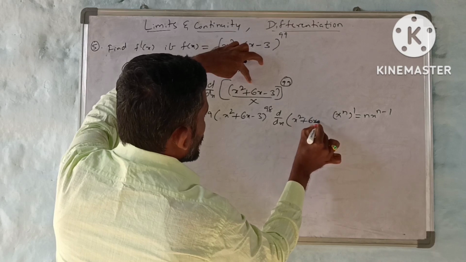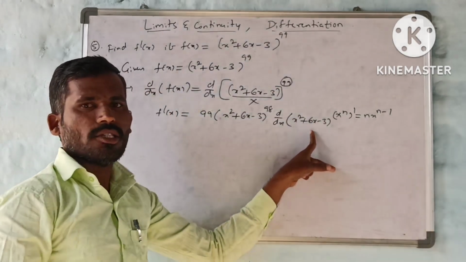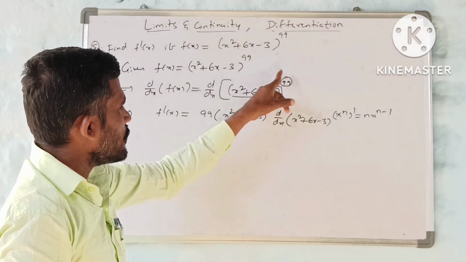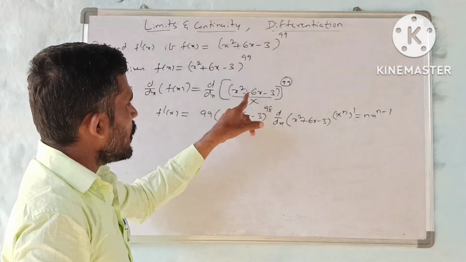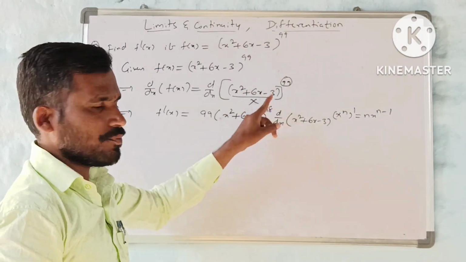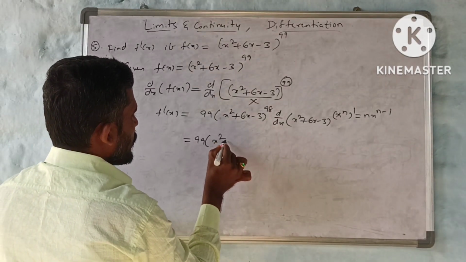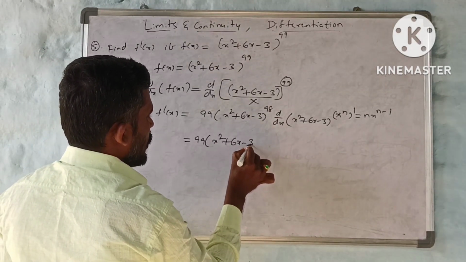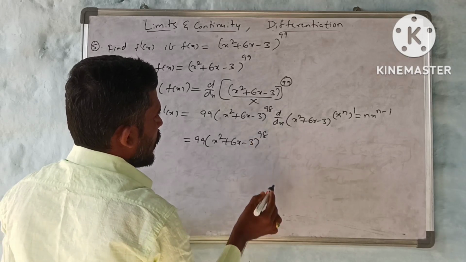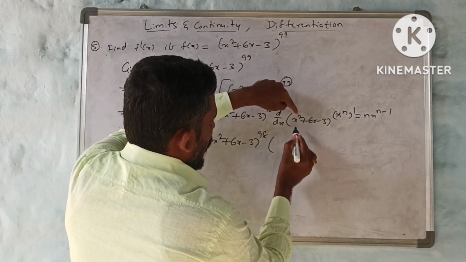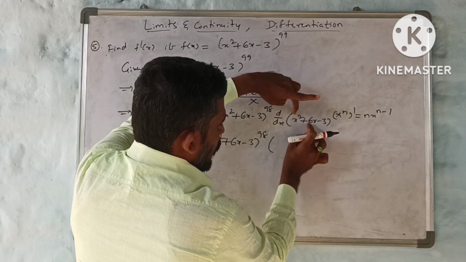x square plus 6x minus 3, as per the chain rule. Chain rule means with respect to the whole function, again for the inner function you also have to take the derivative. So for that, what will we get here? 99 times (x square plus 6x minus 3) whole power 98, and the derivative of the inner function is needed, the derivative of the whole is again the derivative of each term.